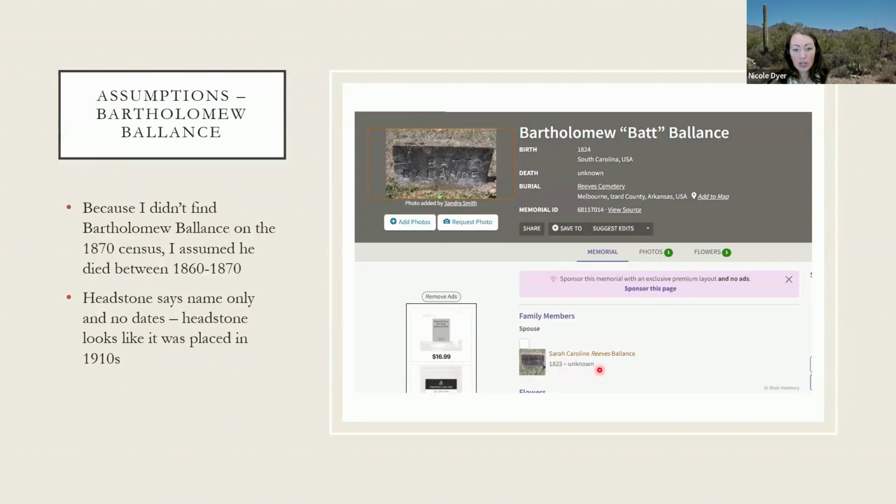So, with this daughter and her husband, Bartholomew Ballance, they were buried in the Reeves Cemetery, where Sally Keaton Reeves was also buried. And the headstones didn't say any years of when they were born or died, just their names. So we have Bat Ballance and Caroline Ballance. And in my phase 2 report that I shared in the webinar, I had assumed that because they weren't listed in the 1870 census there in Izard County, that they must have died before 1870. And the headstone actually looked like it was placed in the 1910s.